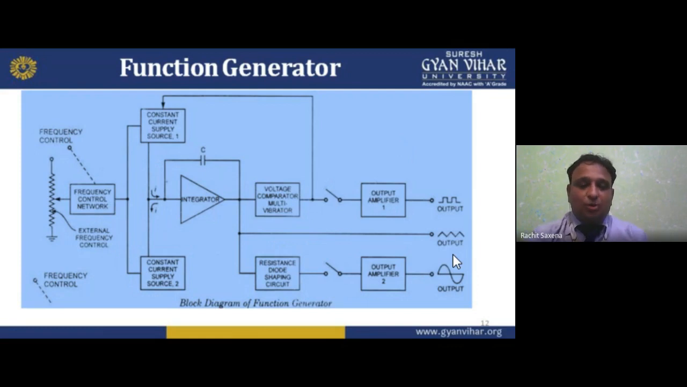Just go through this block diagram. It is very easy to understand the working of the function generator through this block diagram.